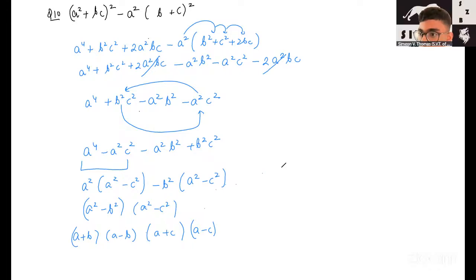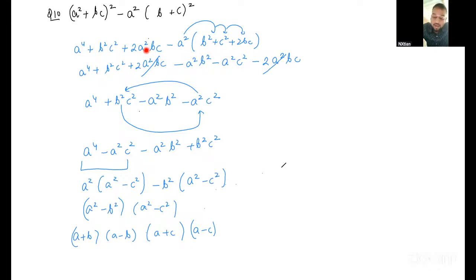Yes. Okay. So now listen, guys. What I did, first of all, I opened the bracket. This is a square plus b c whole square. So a square squared, which is a to the power 4, plus b c squared, which is b square c square, plus 2ab, meaning 2 into a square into bc. Did you understand, guys?